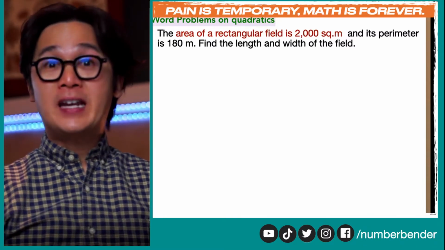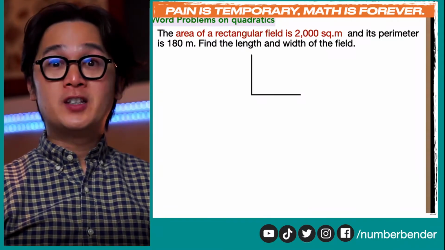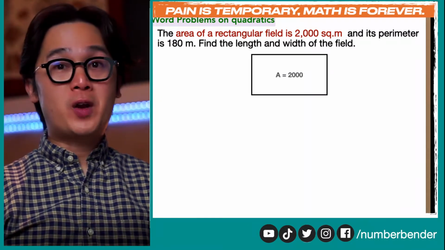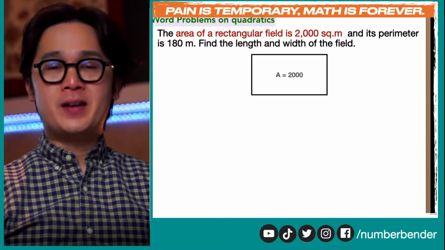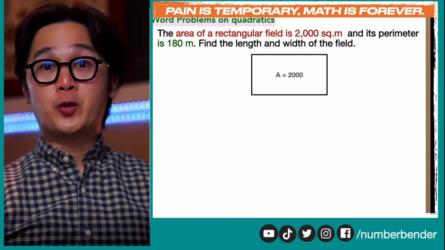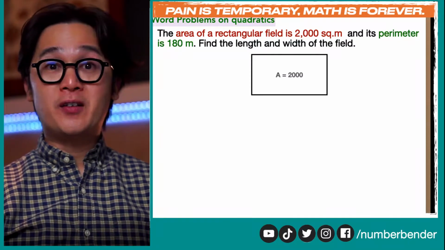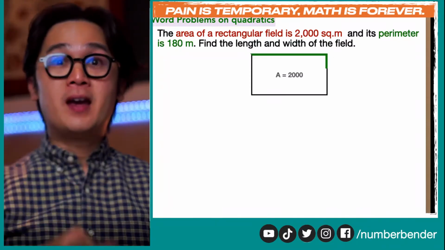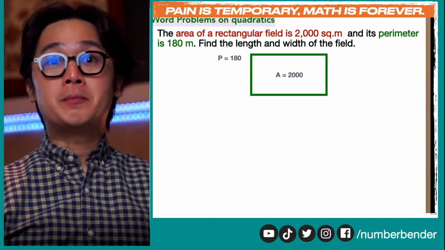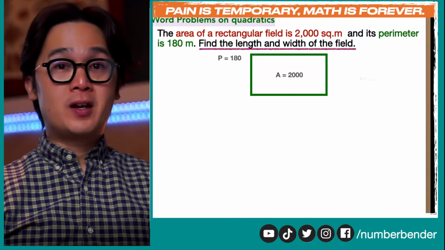So we're given the area of a rectangular field, which is 2,000 square meters. So this is our rectangular field that measures 2,000 square meters. And we are also given the perimeter, or the length around your rectangle, which is 180 meters. So the perimeter, if you want to visualize it, is the measurement of the length around your rectangle, and it's 180 meters long. What we need to do is find the length and the width of the field.